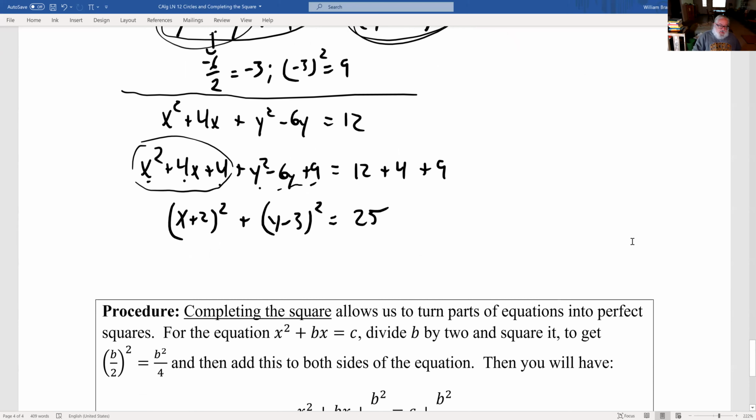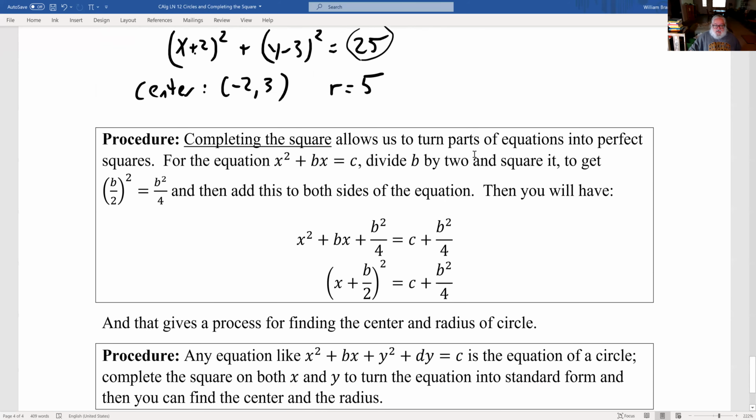Great. So what's the center of my circle? This is a plus, so the center will be at minus 2. This is a minus, so it'll be a 3. And the radius is the square root of this number. So my radius is 5.